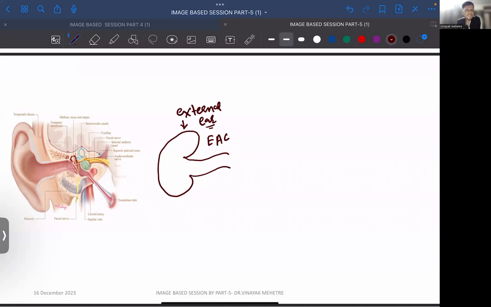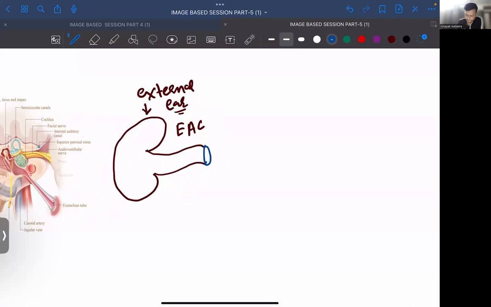Then we have something called the ear drum. Dhol of the ear is called what? Tympanic membrane, right? Then we have something matchbox shaped. What is that? It is the middle ear. Okay, then we have the middle ear, right?